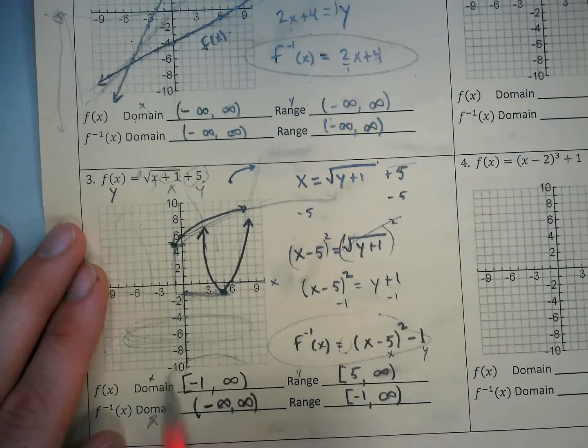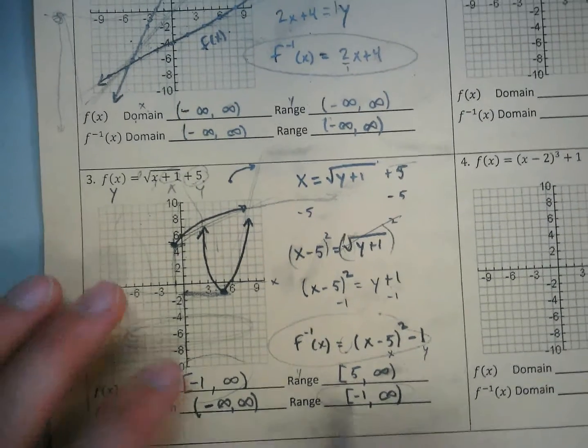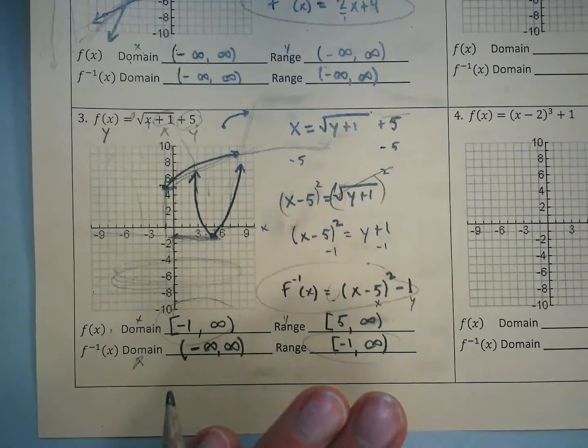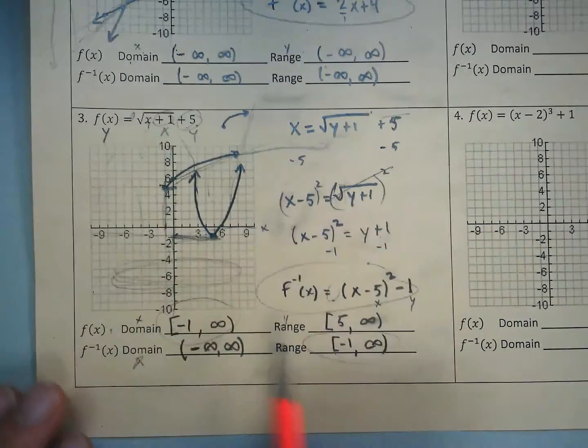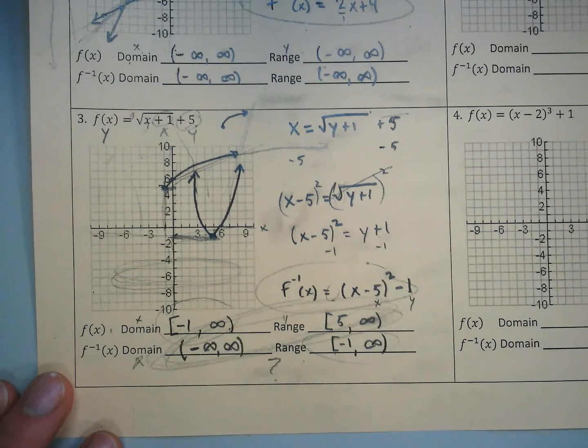Now, do you notice that the domain of our function became the range of our inverse? That kind of should make sense, right? Inverses talk about switching things. So the domain becoming the range should make sense. But how come these two did not exactly switch? Think about that a little bit.